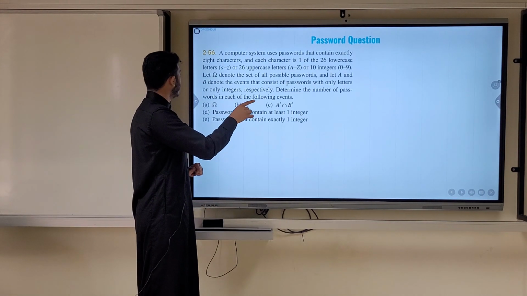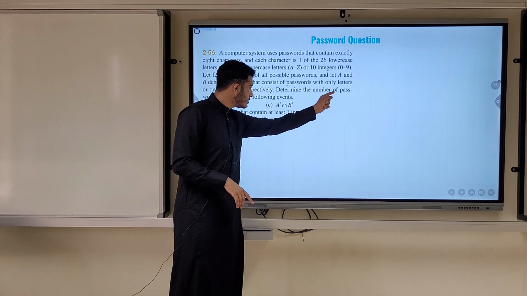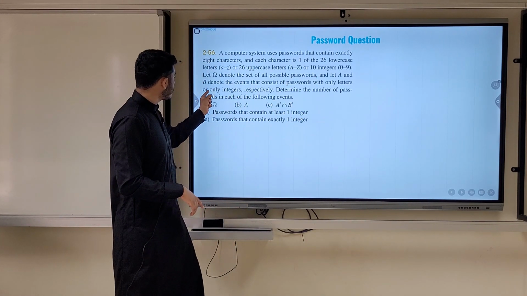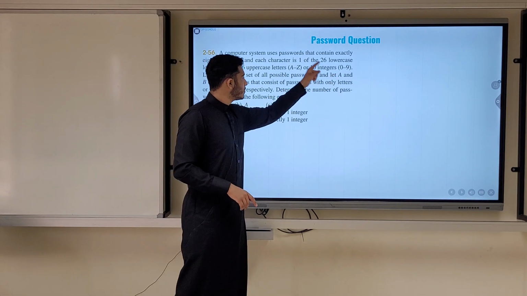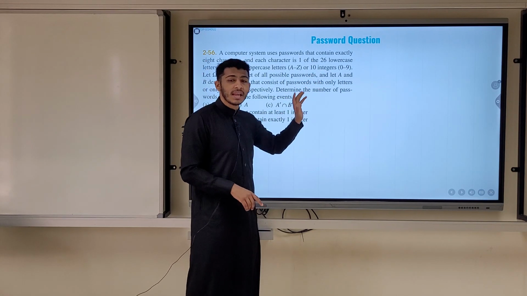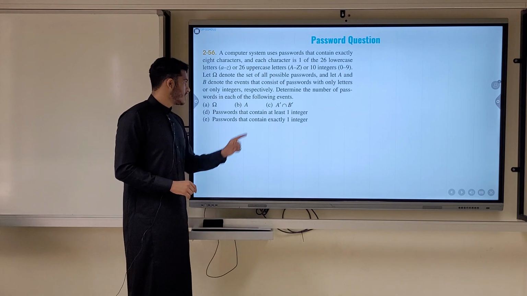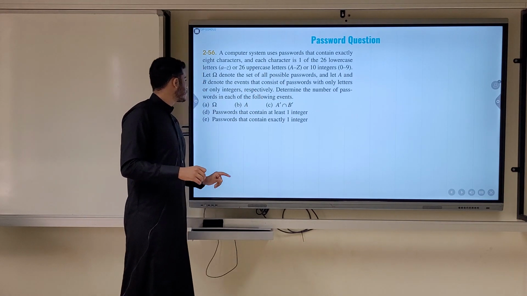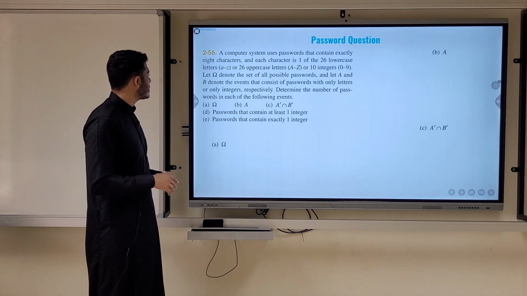Let A and B denote the events that consist of passwords with only letters and only integers respectively. So event A is a password that only consists of letters, and B is a password that only consists of integers. Determine the number of passwords in each of the following events. Let's start with the first event, event alpha.